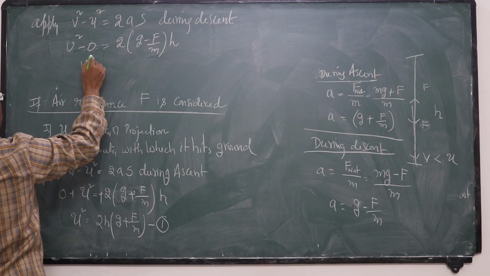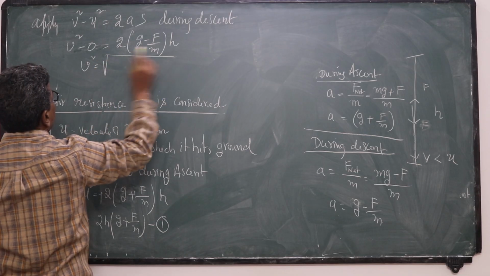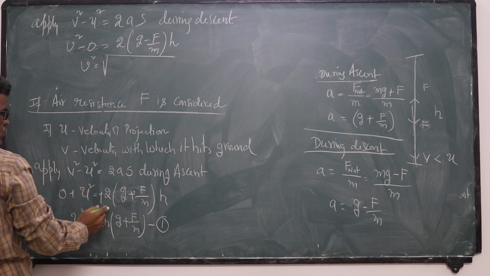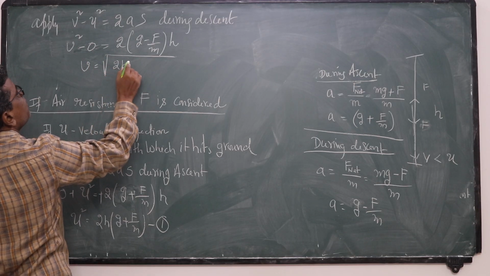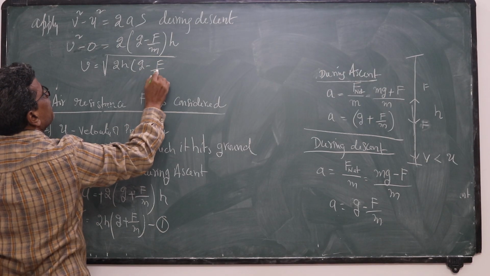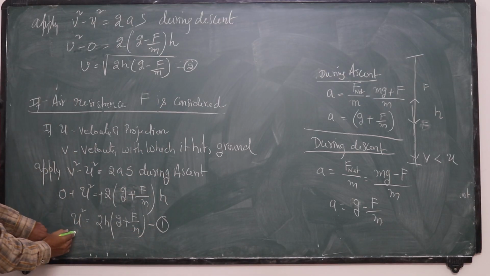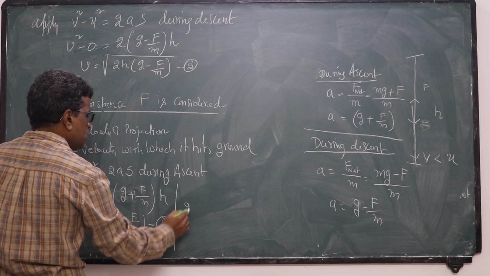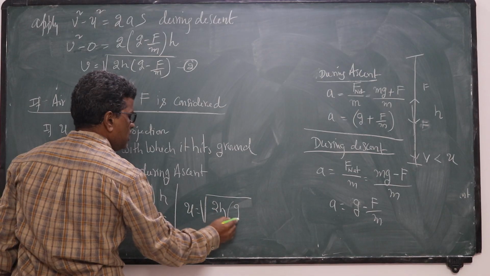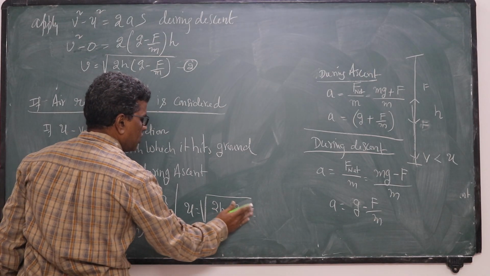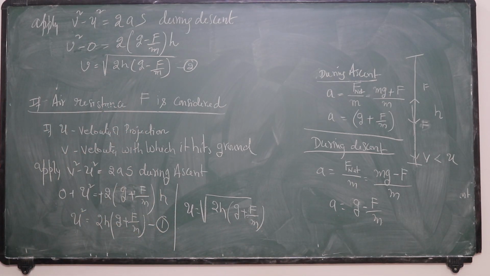So that is v square is equal to, so what is v square? v square I am writing here as u square. So v is equal to square root of 2h of g minus f by m. That is v. You call it equation 2. This is equation 1. I will write u. So from this u is equal to square root of 2h of g plus f by m. Okay. This is u.